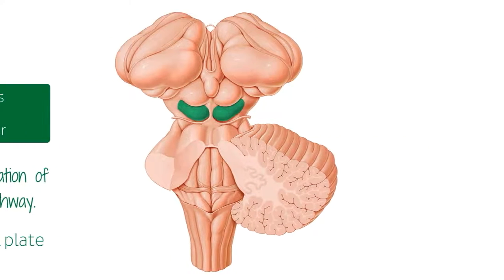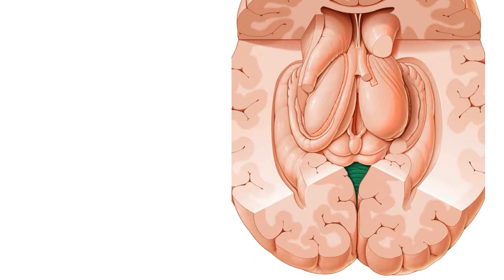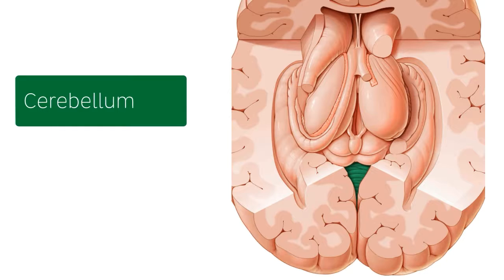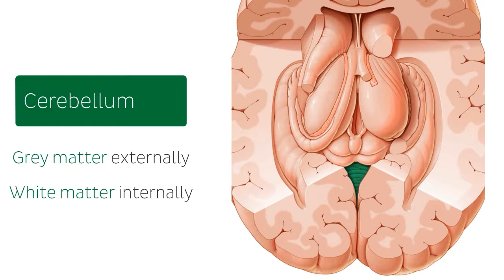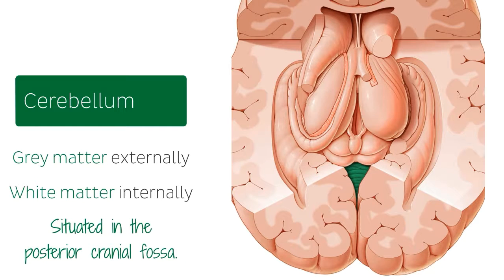Finally, in this tutorial, we will only see a small portion of the superior surface of this structure here, highlighted in green. This is the cerebellum. The cerebellum has an outer gray matter cortex and white matter internally, in which masses of gray matter known as the cerebellar nuclei are found. If you remember the location in your skull of the cerebellum, yes, it is located in the posterior cranial fossa.